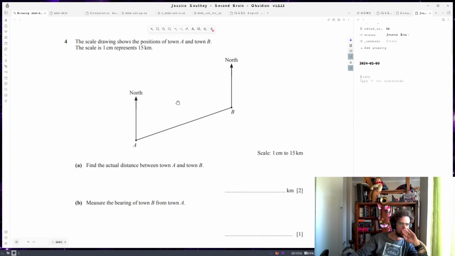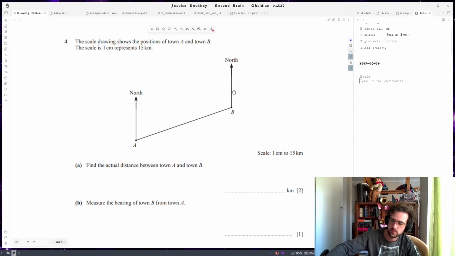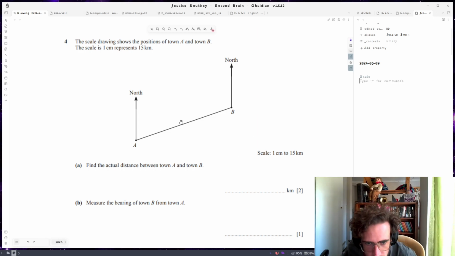So we've got north over there. So A, we've got the north line there. B, we've got the north line there. And then it says find the actual distance between town A and town B. Measure the bearing of town B from town A. Okay, so let's explore a couple of these things.